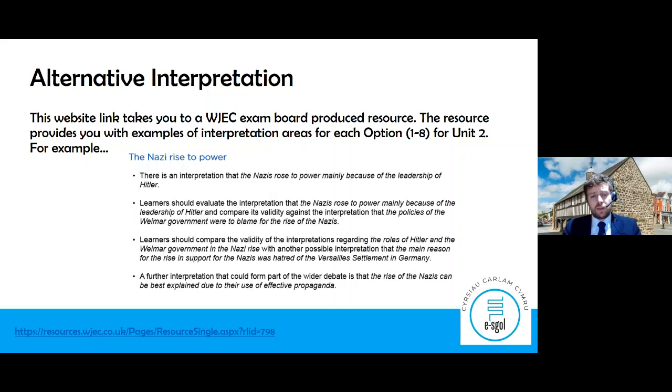So what this does is give you a pointer to your alternative interpretation. There'll be 2 interpretations in the question. You will need an alternative. So on every element, right, you will need 3 interpretations, just in case that bit comes up in the exam. Because if you've got 3, 2 will be in the question. You've always got your 3rd one ready to go.